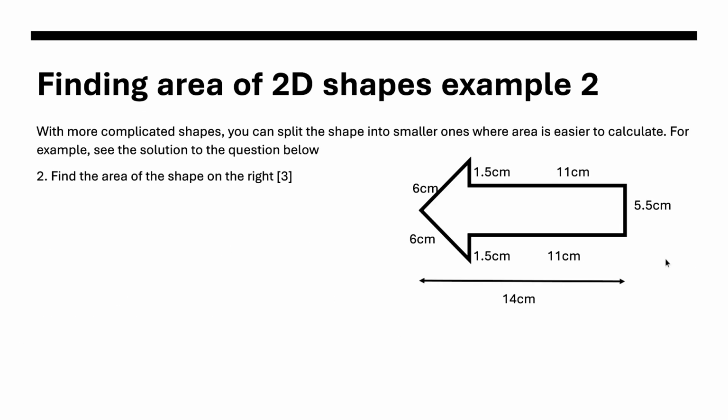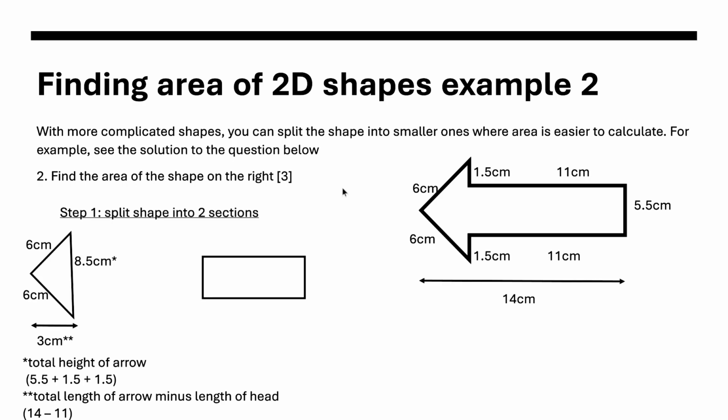Now we want to find the area of a more complicated shape. What we do for this is note the area of both sections of this shape will sum to give the total area. So split the shape into two sections, the arrow head and the arrow length.